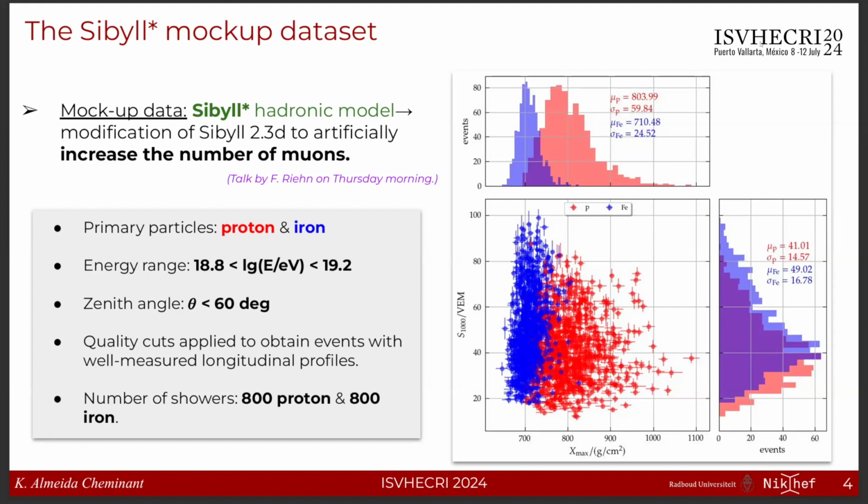And what you see on the right is essentially the scatter plot of the reconstructed Xmax of the Sibyll-star mock-up dataset and of this S1000 estimator that I showed you earlier.